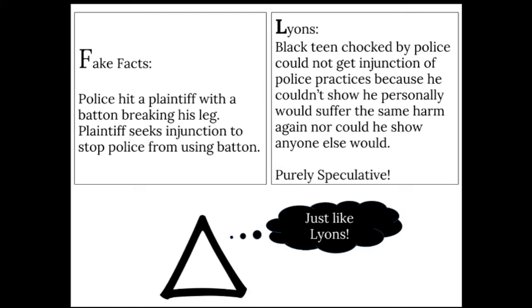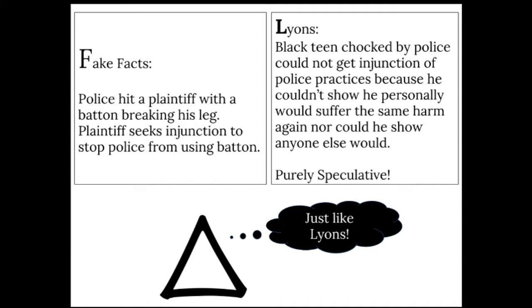But the defendant is going to say, well, not so fast here. This is just like Lyons, because the core piece of Lyons was about the speculation. How does this plaintiff know that someone else is going to get hit by a baton? How does this plaintiff know that they're going to get hit by a baton again? The court in Lyons said the same thing about the chokehold. How does this plaintiff know? And this plaintiff has the same issue.